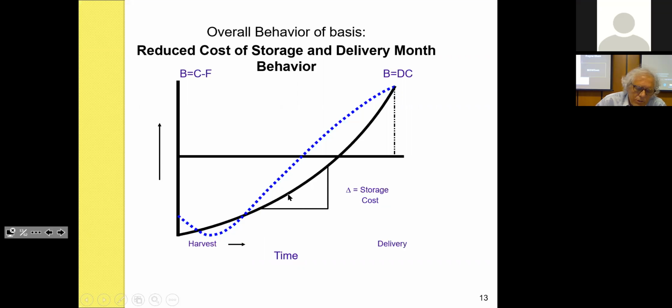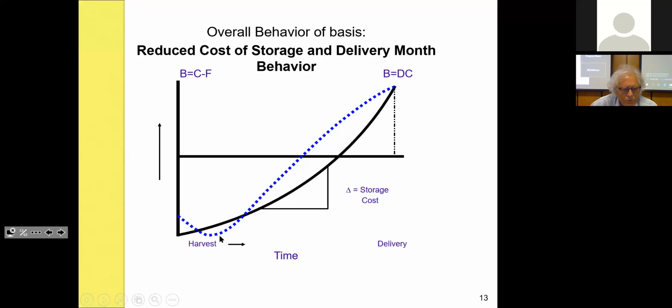Now you'll notice that this blue line is what I observe in reality in markets such as soybeans in the northern tier. What typically happens, and you'll see it in graphs in a moment, is that at harvest time the basis falls abnormally large and we get extremely weak basis values.